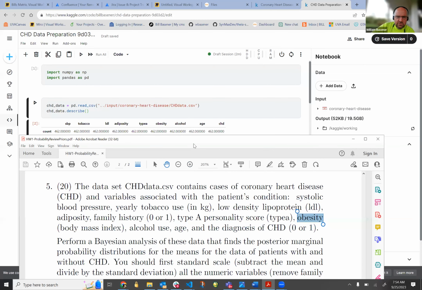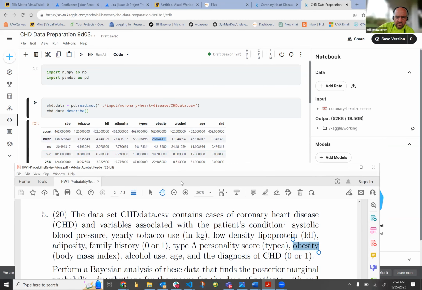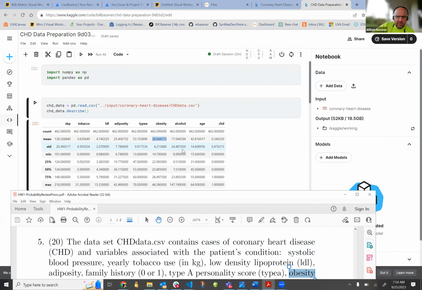Alcohol usage. So here's a column for alcohol use. And I wonder what the variable is. Maybe it's, what's the mean? The mean is 17. So drinks per month, I don't know.